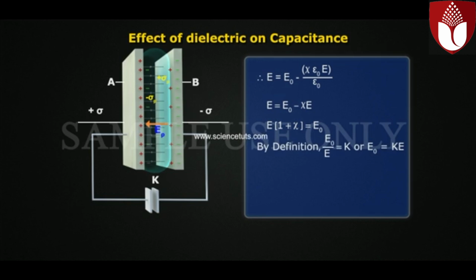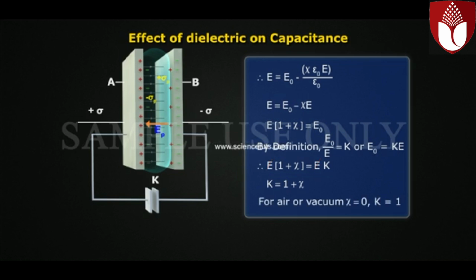By definition, E naught by E equals K, or E naught equals K E. Therefore, E times (1 plus chi) equals E K, so K equals 1 plus chi. For air or vacuum, chi equals 0. Therefore, K equals 1.